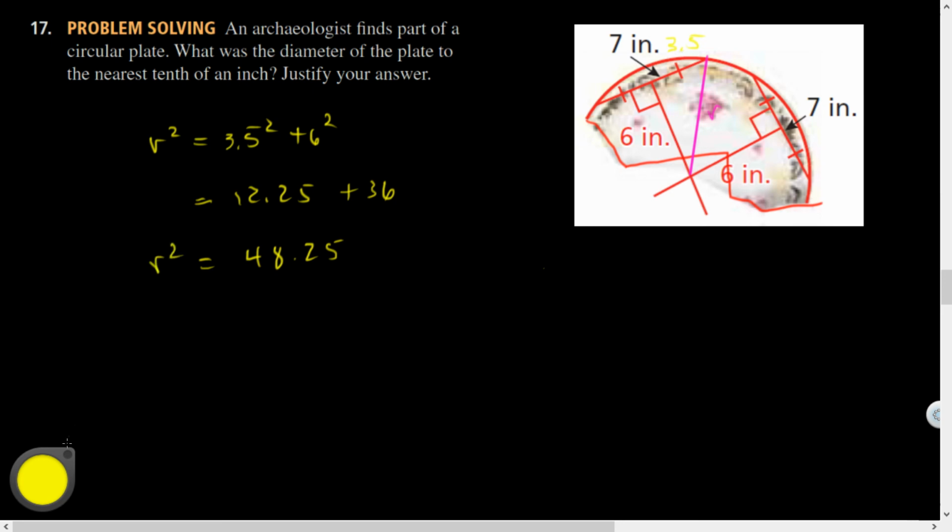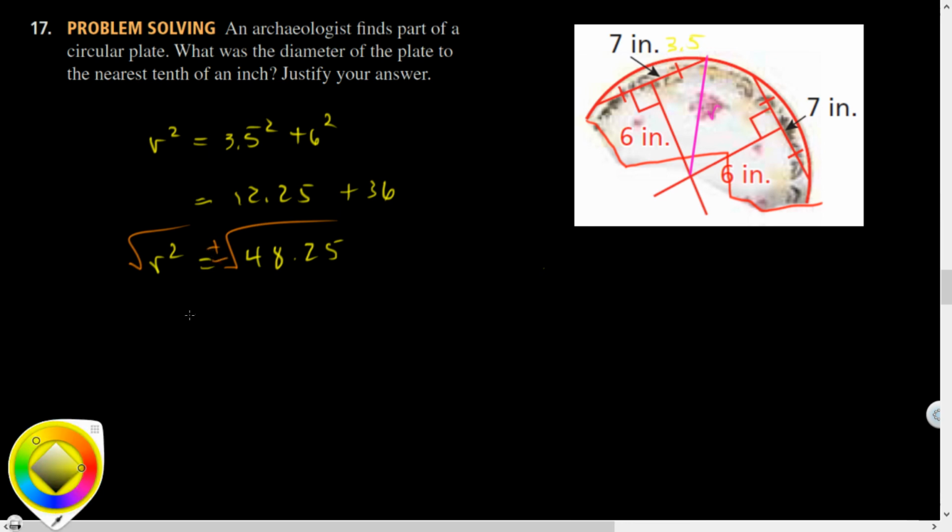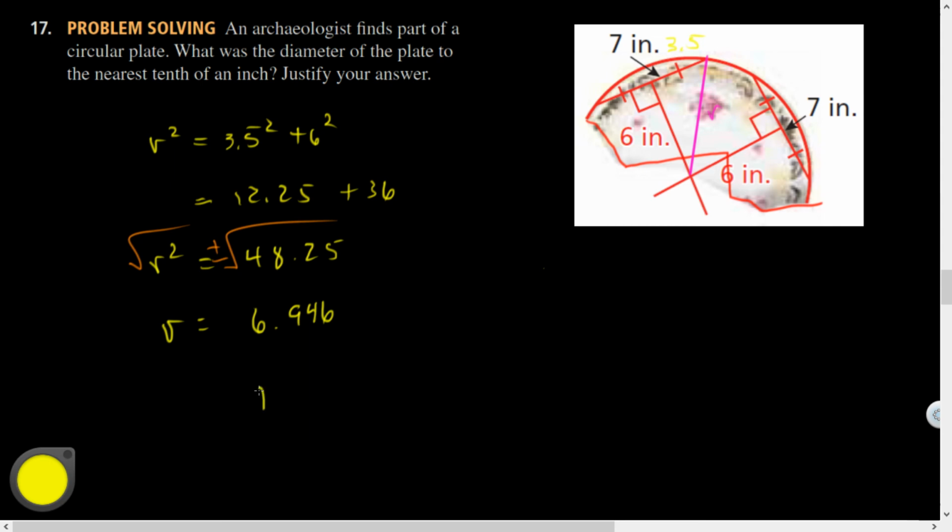So let's see. If r squared is equal to that, we can root both sides. Algebraically, there are 2 answers to this. Geometrically, we only care about the positive one. So, square root, second answer, I get 6.946, meaning the diameter is equal to 2 times r, which is double it, 13.89.